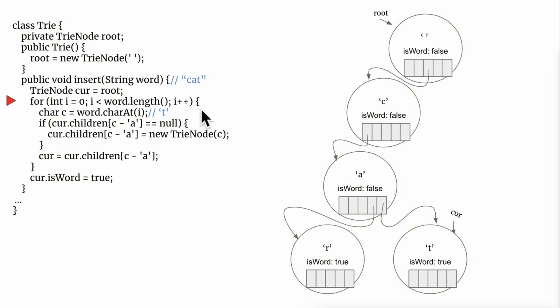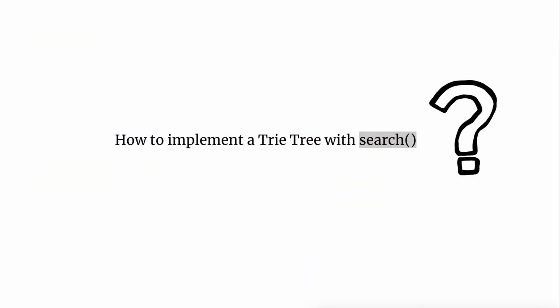Are we going to continue with the for loop? No, we won't, because we have already traversed each character of this given word cat. Next, we're going to talk about how to implement a trie tree with a search.